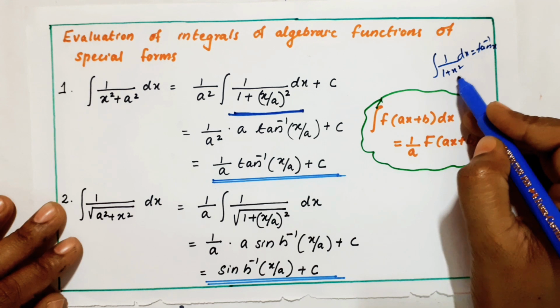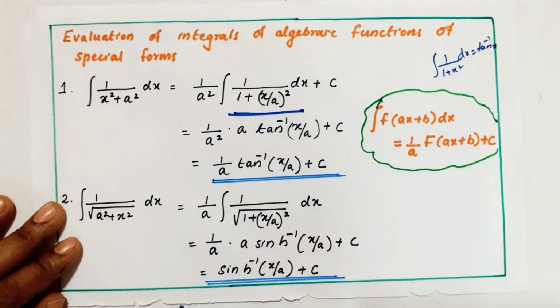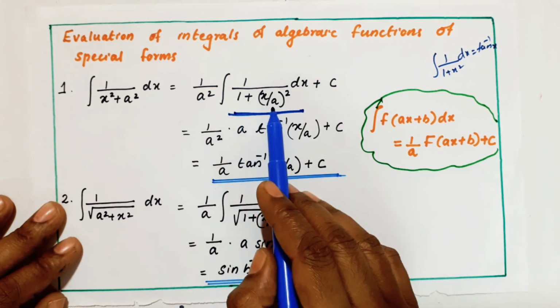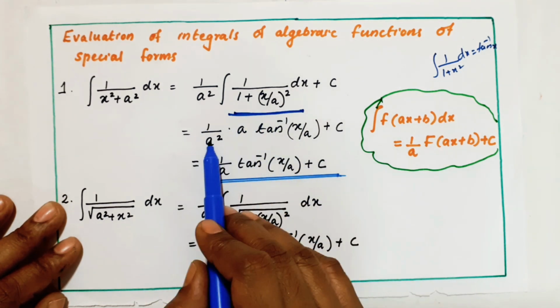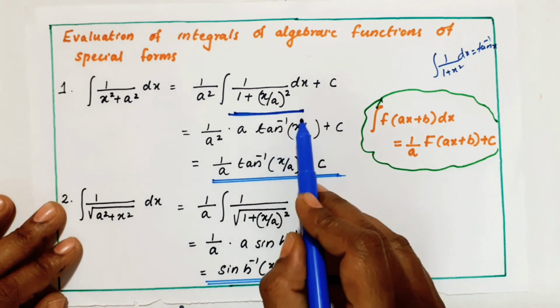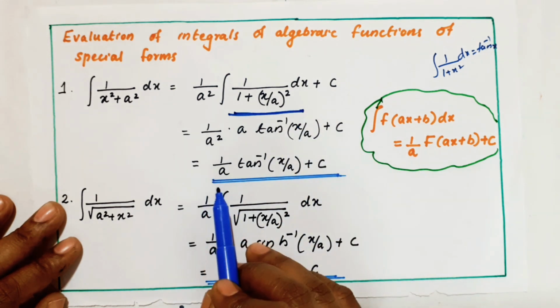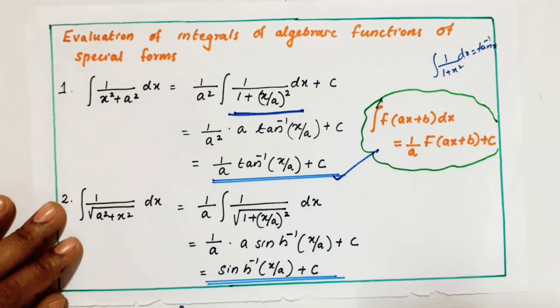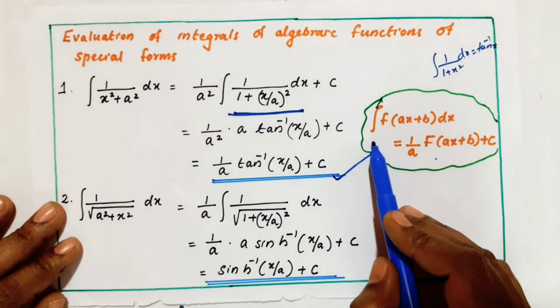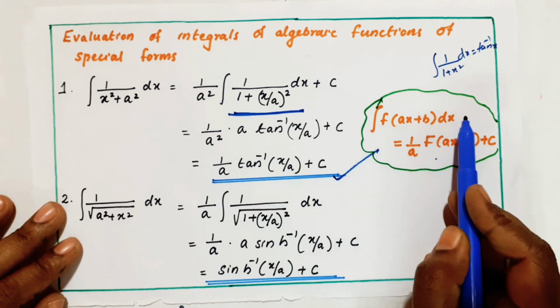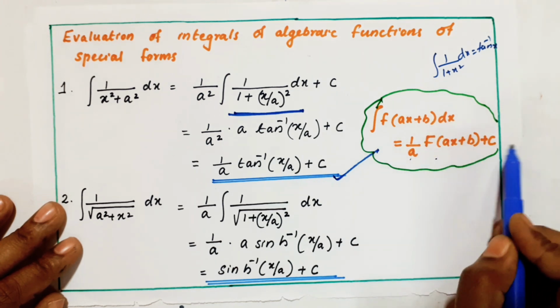But here the problem, the coefficient of x is not 1. It is 1 by a. So in those cases also I gave it in the standard formula. It should be 1 by a into it should come. But here the term itself is 1 by a, so 1 by a means that a goes up. 1 by a square into a tan inverse x by a plus c, or 1 by a tan inverse x by a plus c. This also you can remember: see, I have given here integral of f of ax plus b dx is 1 by a f of ax plus b plus c.